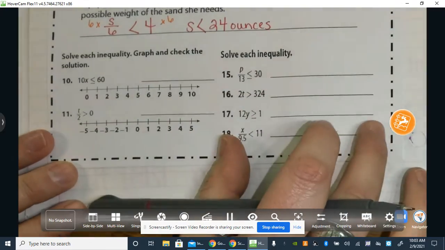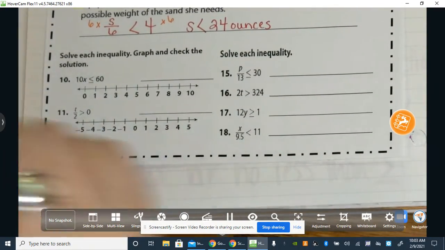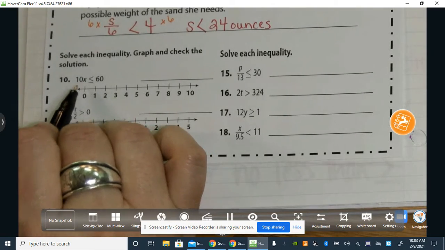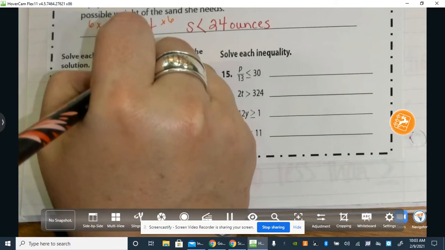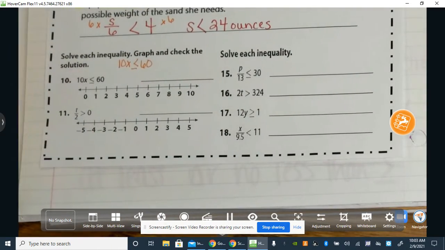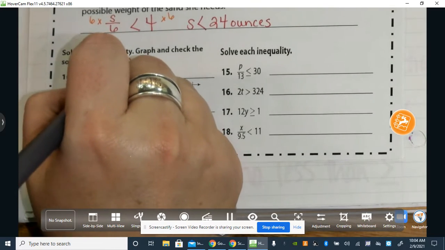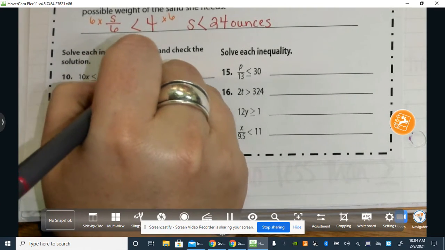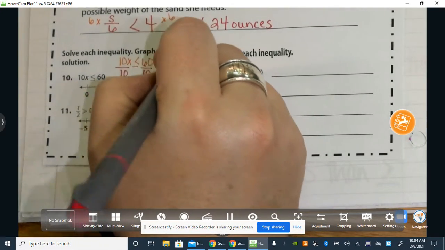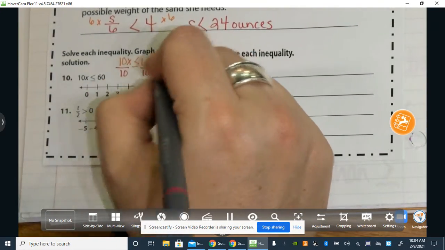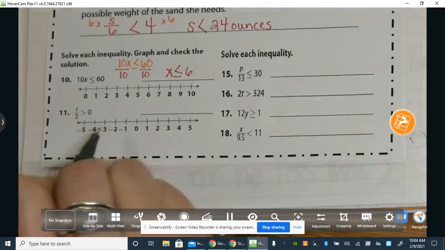We're going to do this on another page, but let's look at number 10 and 11. So number 10, we have a multiplication problem, so I'm just going to write it right here. Rewrite it so I can show my work. So I have multiplication. I break that up by using division. So I'm going to divide each side by 10, leaving me with x is less than or equal to 6, because 10 can go into 60 6 times.